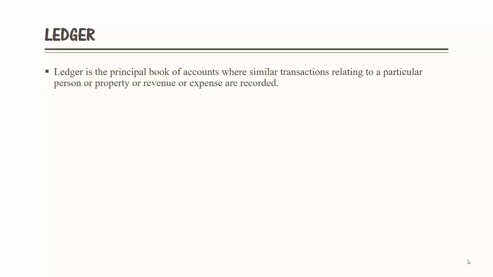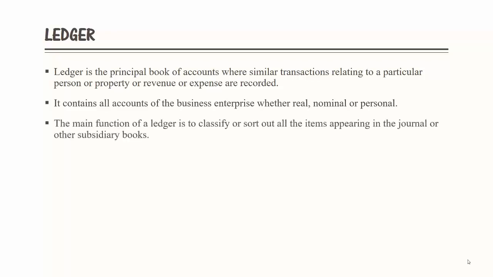Next point is, it contains all accounts of the business enterprise, whether real, nominal, or personal. So any account, whether it is a real account, personal account, or nominal account, is prepared under a ledger account. Third point is, the main function of a ledger is to classify or sort out all the items appearing in the journal or other subsidiary books, so that at the end of the accounting period, each account will contain the entire information of all the transactions relating to it in a summarized form.